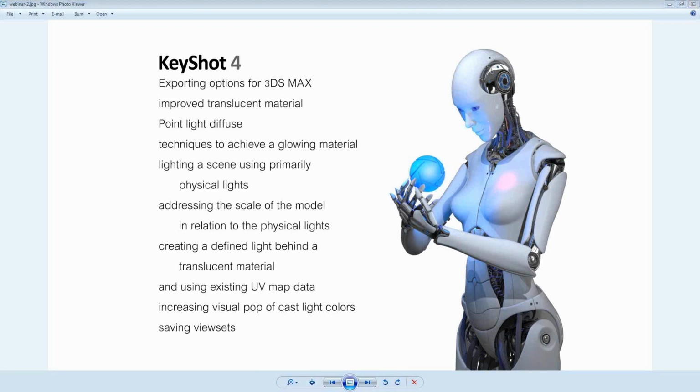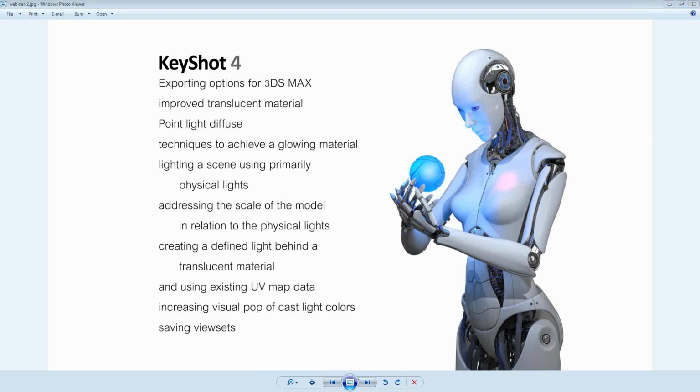So the first thing I want to talk about is exporting from 3D Max. We've acquired this model through TurboSquid, which was modeled in 3D Max, so it has a lot of UV map data, and also it was a fully rigged model with iKeyBone, so it's easily posed and easily put into dynamic shots. The best way to get 3D Max files into KeyShot is to use the KeyShot plugin.